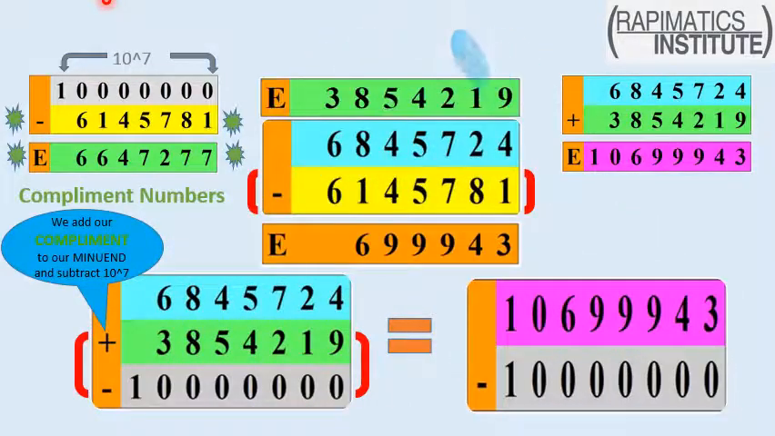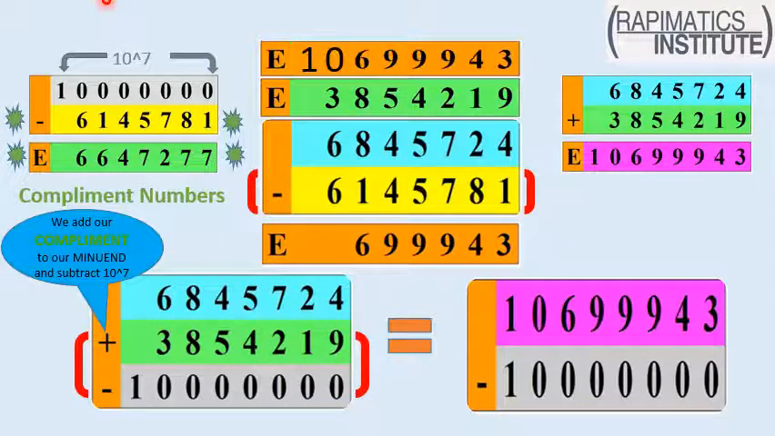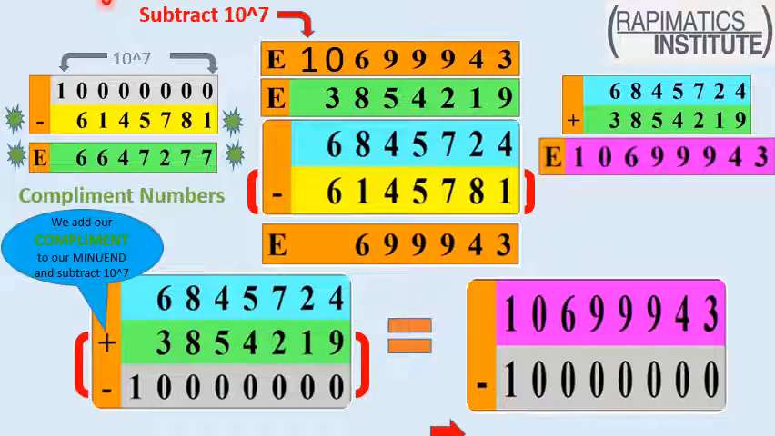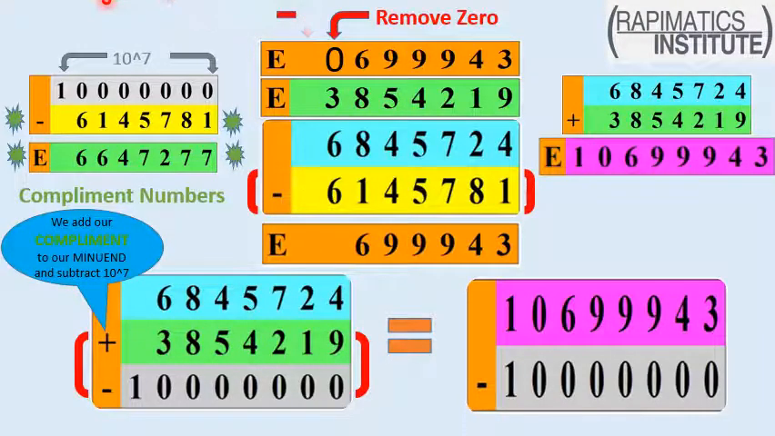Now our trick, remember, becomes we add the complement for the yellow number. That's why they're flashing there, because that's what we found as our complement. Which actually gives us this answer up here. We'll notice something though, that summation there. We're going to subtract our 10 to the 7th power again.